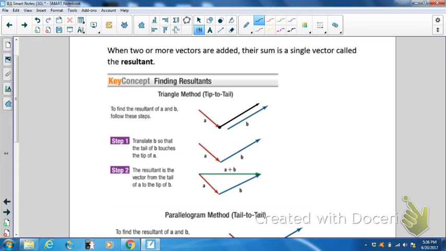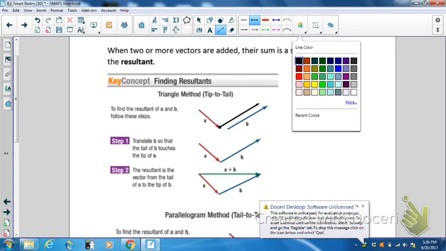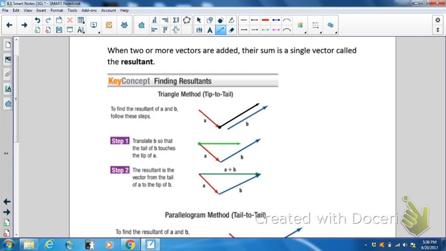And then you're going to draw a line from the beginning of A to the end of B. And obviously I'm just kind of adding on here, and they've done that in step 2. We'll get a green color here, and I'll go from the end of the tail of A to the head of B there.